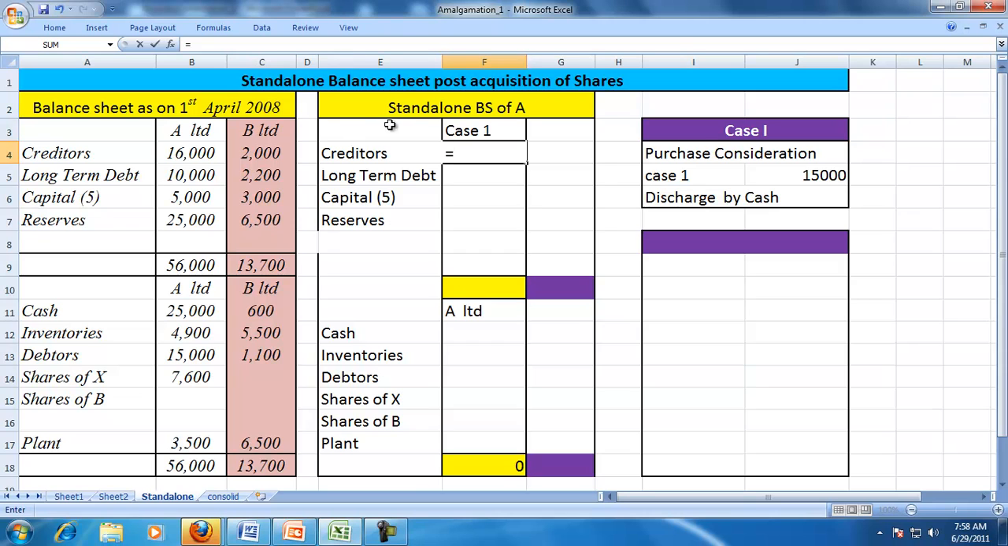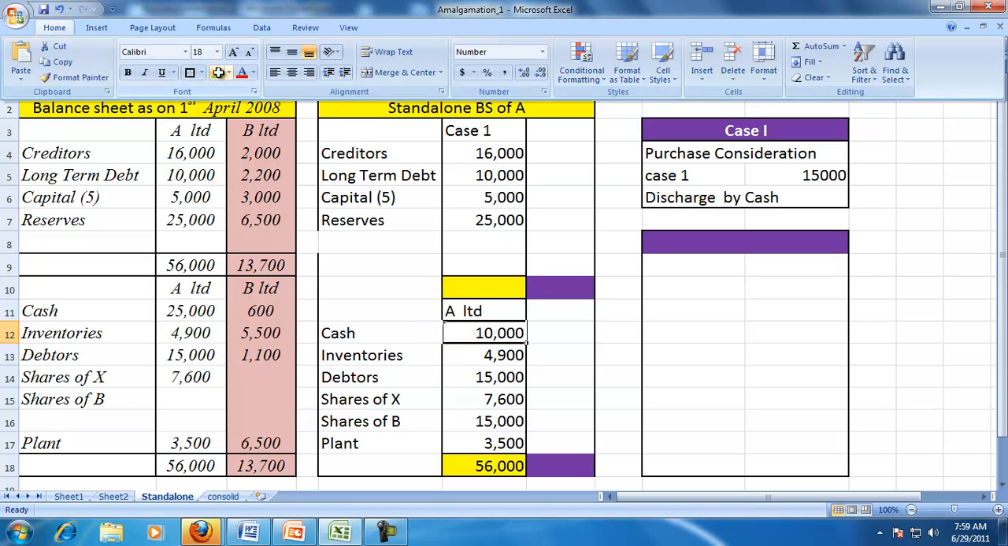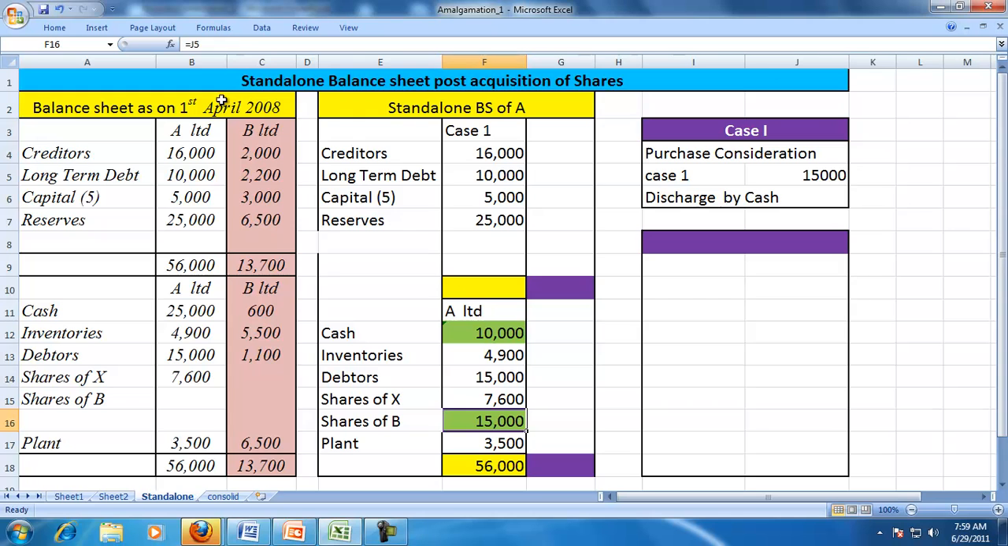So creditors will appear as they are, no change in the creditors, no change in the long-term debts, no change in the capital, no change in the reserves. However, the cash will change because you are making the payment by cash. Cash will reduce, no change in the inventory, no change in the debtors, no change in shares of X. Now shares of B will appear as the investment in the books of A, and no change in the plant. So the changes on the balance sheet are in cash and the corresponding investment appearing on the balance sheet.